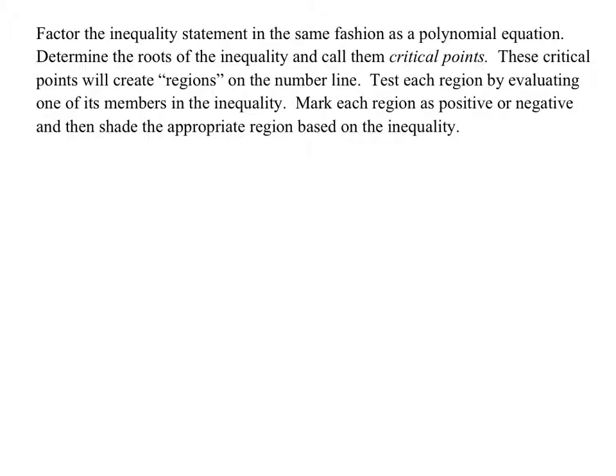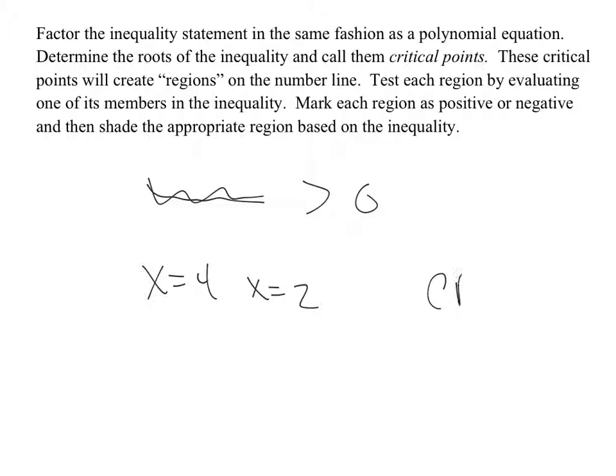So you're going to find the solutions to the inequality, but you're going to treat it like it's an equation, and call the solutions critical points. The critical points are going to be on a number line. So let's say hypothetically that we solve an inequality. We have some polynomial greater than 0. Right? This is just some value. We get x equals 4 and x equals 2. These are called critical points.